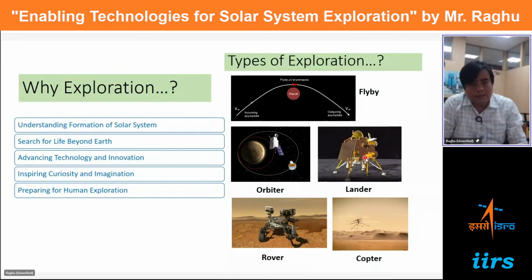The lander is another class: it lands on the surface of a planet or celestial body and does experiments for exploration. Another class is the mobile rover, which roams on the surface and does various measurements. Another class is the copter. You may have heard about the Ingenuity copter. Nobody could imagine a helicopter flying in the atmosphere of Mars, but our team of scientists and technologists demonstrated flying the Ingenuity helicopter on Mars and are trying to explore such helicopters more on other planets.